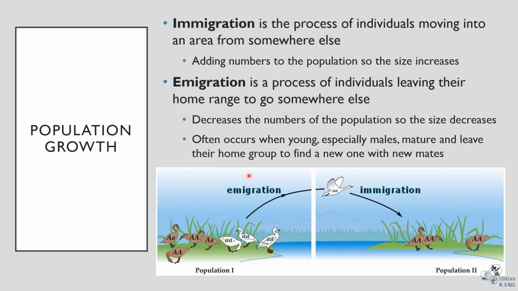Now, emigration often occurs with young males, especially if you're looking at a social group species. The males will grow up and they will be kicked out of the group because they are competition for the reigning male at the time. They will have to leave and find a new population or start their own.